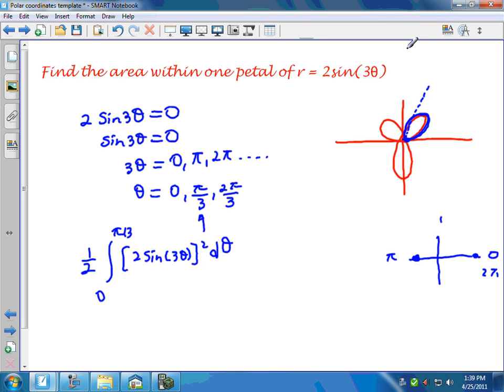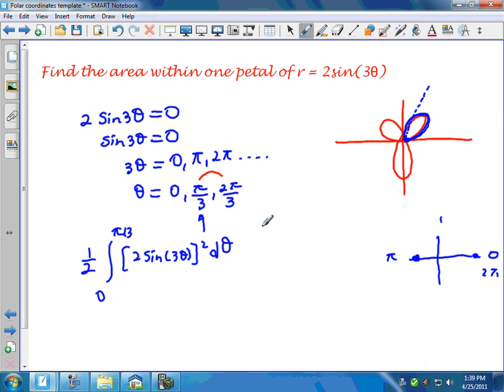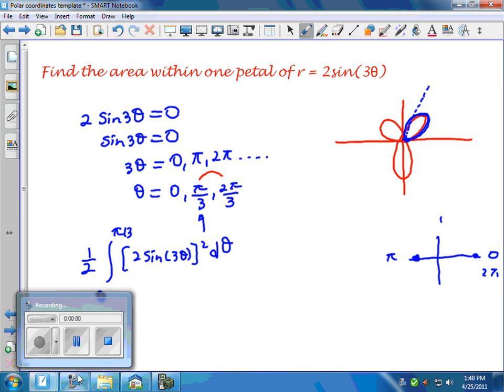Could I have integrated this from pi over 3 to 2 pi over 3? Yes, I can also do that. That will be the other petal, and because of symmetry, they all have the same area. But which one do you think will be easier? 0 to pi over 3 or pi over 3 to 2 pi over 3? The first one, if you have a 0, it's going to be easy to plug the limits in, right? So let me give everyone a little bit of time to try to work on this integral. And I must say that the hardest thing in finding the area within a polar curve is determining the limits of integration. Because if you can determine the limits of integration, the integral usually becomes pretty straightforward.